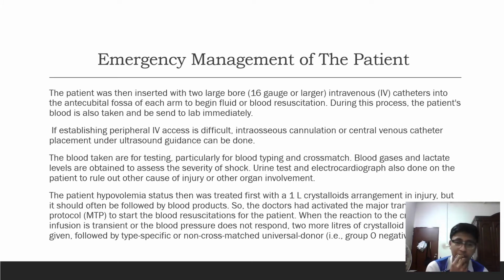The patient's hypovolemia was treated first with 1 liter of crystalloid, but it should often be followed by blood product. So the doctor activated the massive transfusion protocol (MTP) to start blood resuscitation for the patient. When the response to the crystalloid infusion is transient or the blood pressure does not respond, 2 liters of crystalloid solution should be given, followed by type-specific or non-cross-matched universal donor blood, for example blood group O negative.